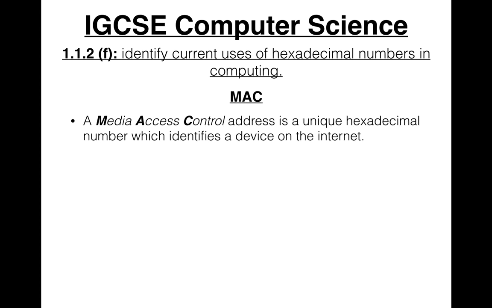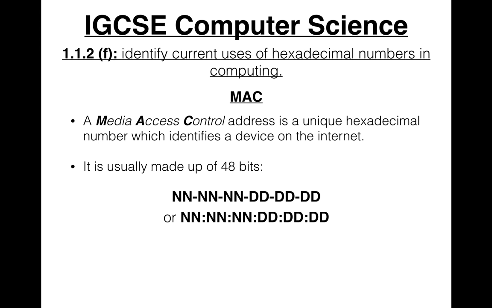MAC, Media Access Control Addresses, basically. It's a unique hexadecimal number which identifies a device on the internet. And it's usually made up of 48 bits, like this, or like this.